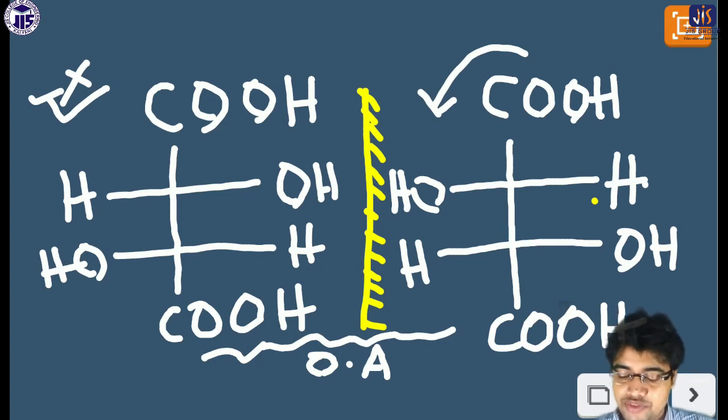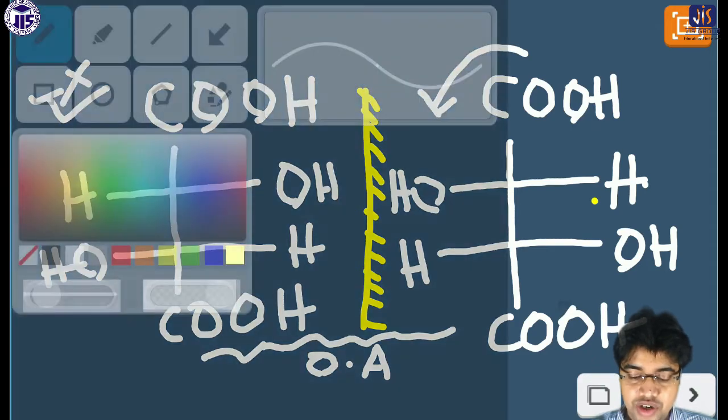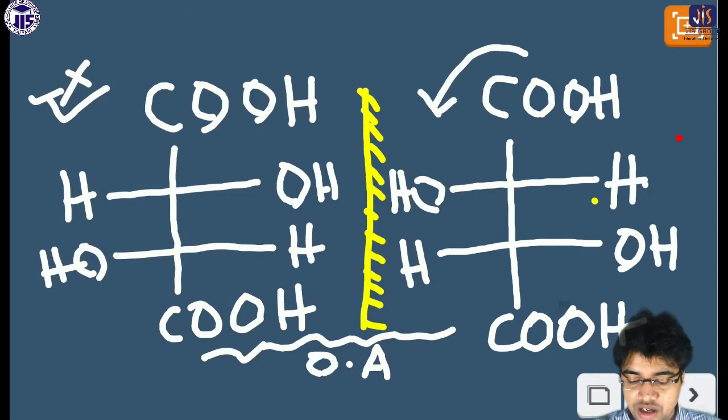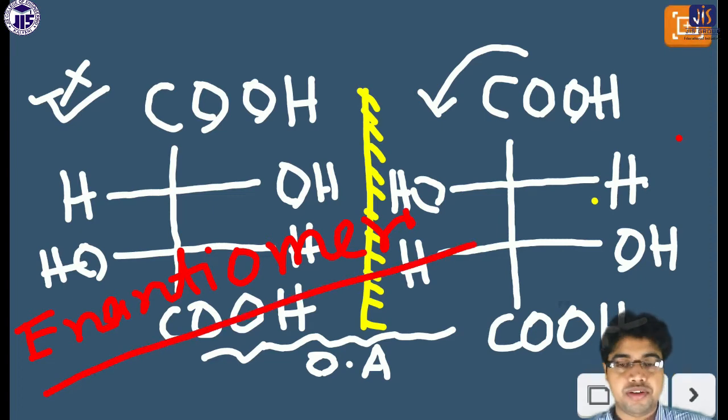So now if these are enantiomers of each other, what is the relationship between these two compounds? These are enantiomers of each other. This is the enantiomeric relationship. This is the enantiomer with each other, with respect to one another.